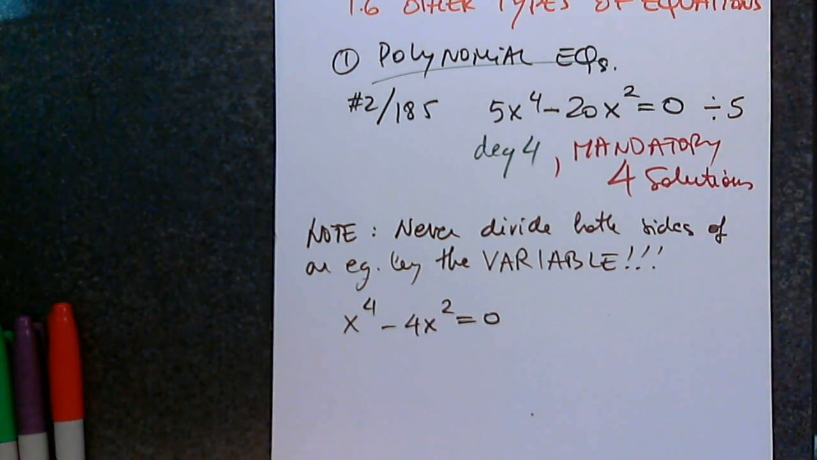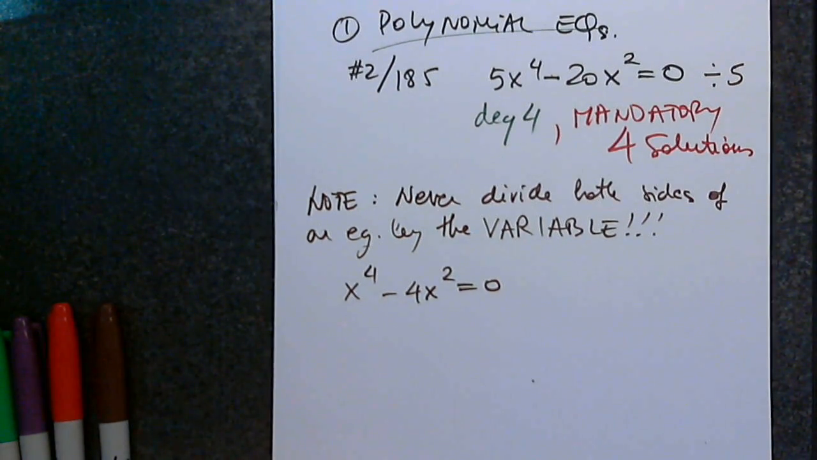I divide 5x to the 4th by 5. I get x to the 4th. I divide negative 20x squared by 5. I get negative 4x squared. And I divide 0 by 5, and I get 0. Perfect. So now my next step is, is there a way of factoring this? And the answer is yes. What will I factor out?